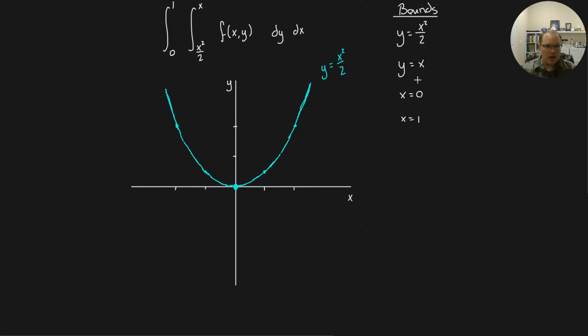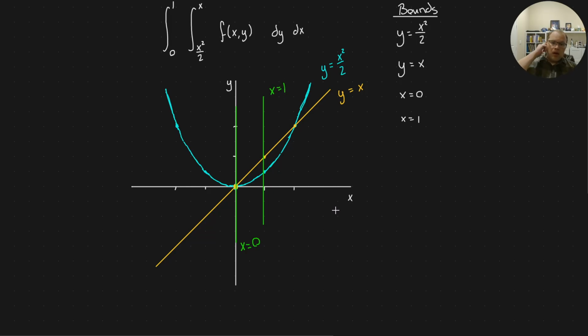Then I have y equals x. So that's just a line. It goes through this point and this point and this point. A line of slope 1 going through the origin. Y equals x. And then I have x equals 0 and x equals 1. So x equals 0 is the y-axis. And x equals 1 is this line right here.